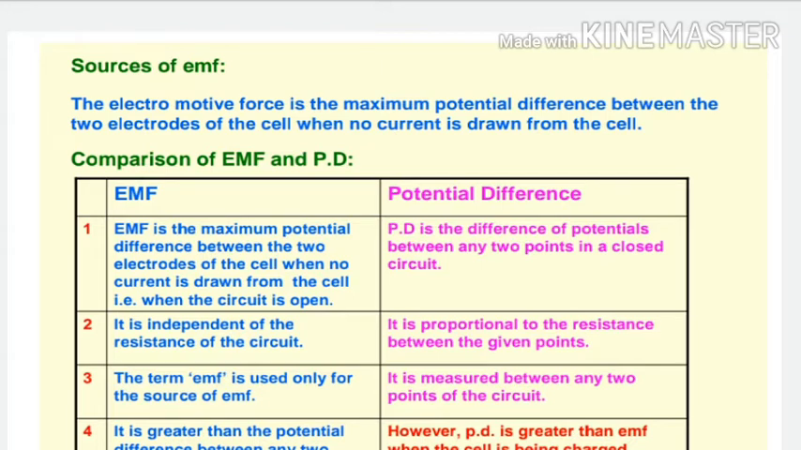The full name of EMF is electromotive force. If we define the electromotive force of any cell, then the electromotive force is the maximum potential difference between the two electrodes of the cell when no current is drawn from the cell.